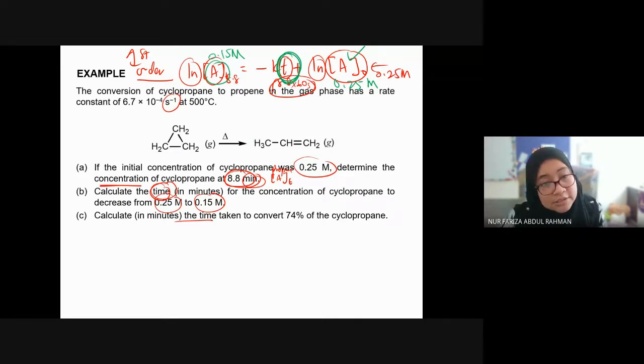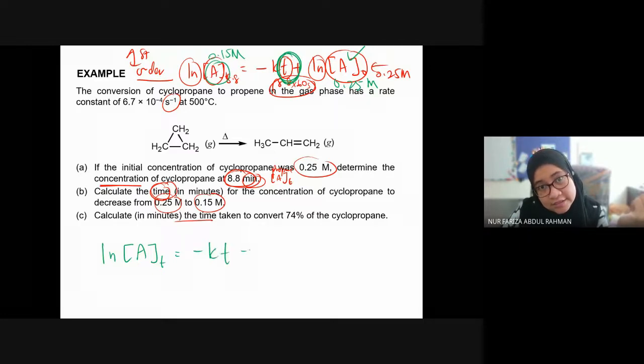Then for B, how about C? Calculate in minutes the time taken to convert 74% of the cyclopropane. Okay. Still, we have to calculate the time. It's just that in terms of concentration, this can be quite confusing if you misunderstand. But first things first, you are still going to be using the same formula, which is ln A at t time is equal to negative kt plus ln A naught.